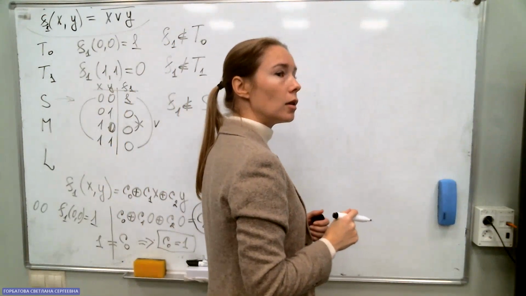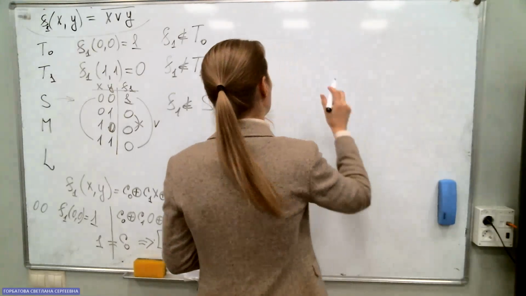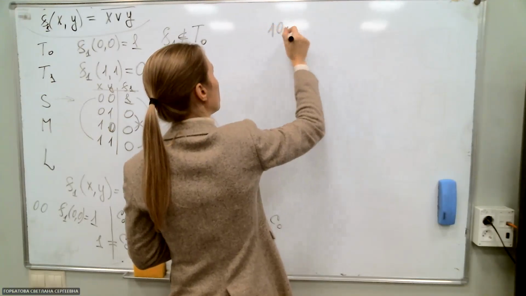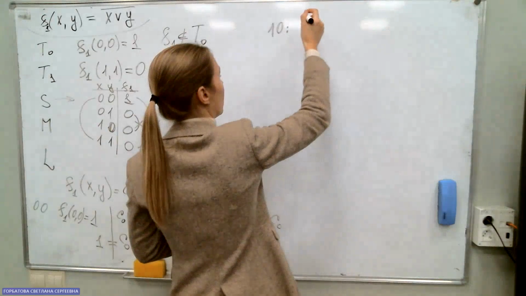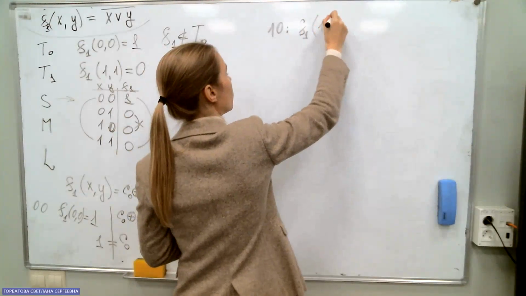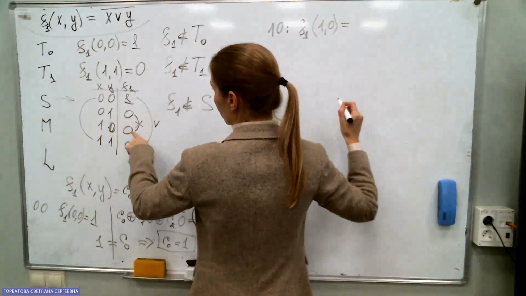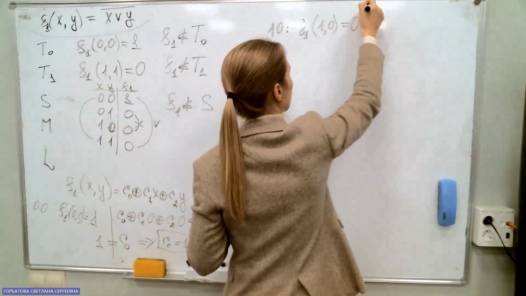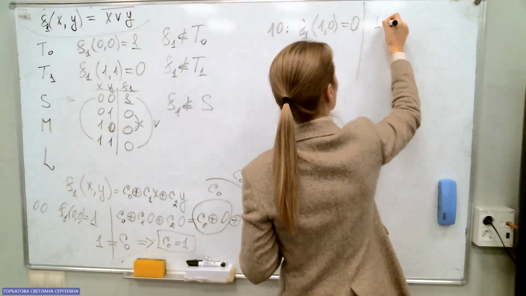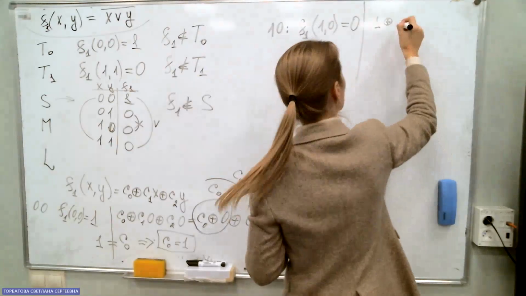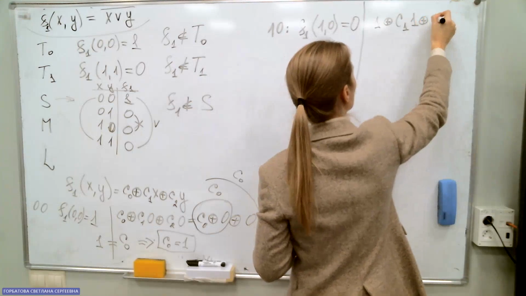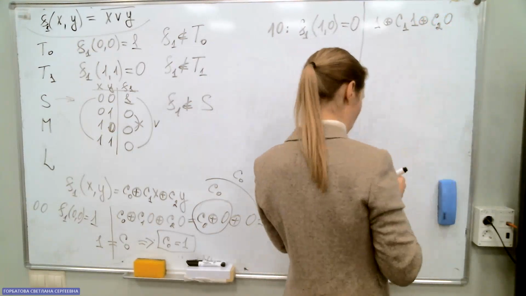Then we can use the third point, 1, 0. So we use the point 1, 0 for finding C1. F1 of 1, 0 is 0. It is the left side. And on the right side, we already know C0 is 1, plus modulo 2 C1 conjunction 1, plus modulo 2 C2 conjunction 0.